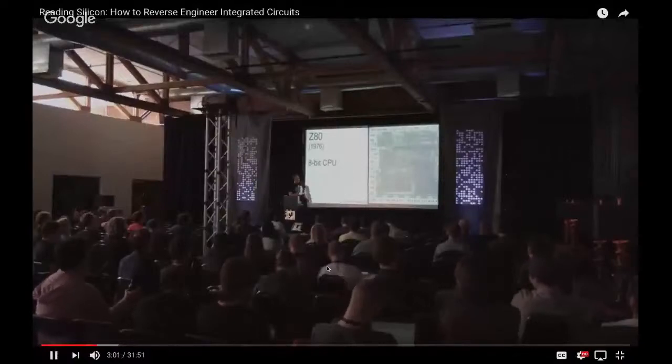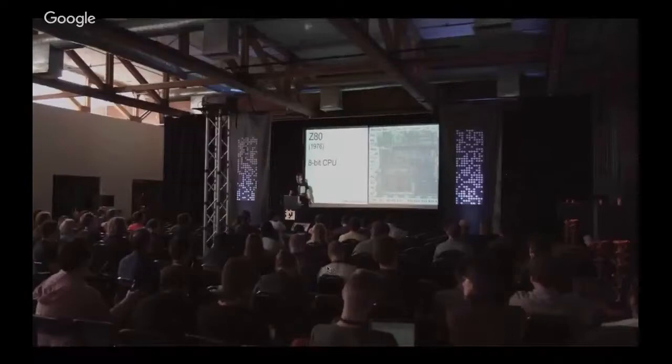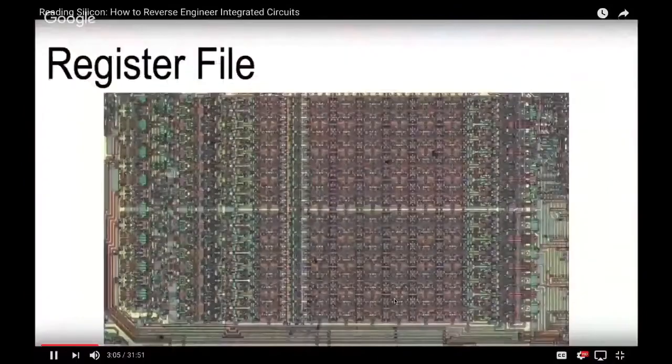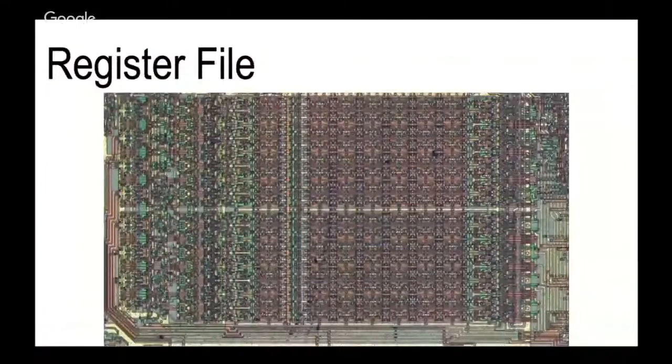Here, and those we can look at in more detail. First block is the register file. And whenever you see a bunch of repeating patterns like this, each one of these little blocks is one bit of storage. And so this is the Z80's internal registers. If you count down, there's 16 blocks, so it's a 16-bit register pair. So each column is a separate register.